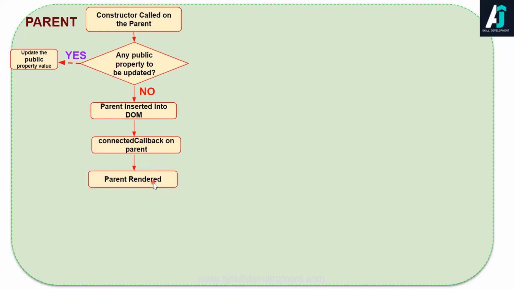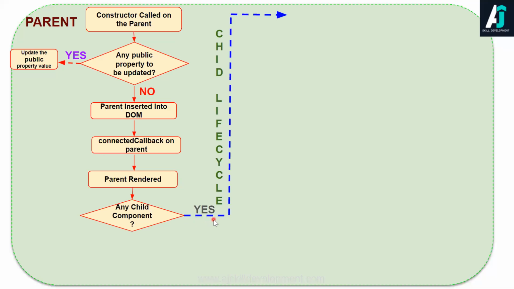Now it's time for the parent component to check whether any child component is being embedded into it. Say, for example, if there is a child component being embedded, then the parent component goes to the child life cycle. The child life cycle starts now. It will stop here and go to the child life cycle. Now the child component's life cycle starts here.